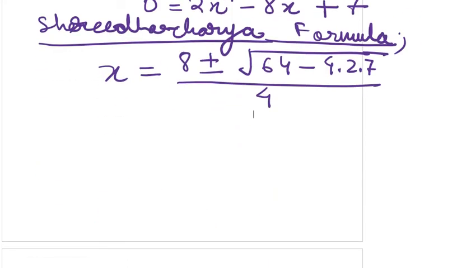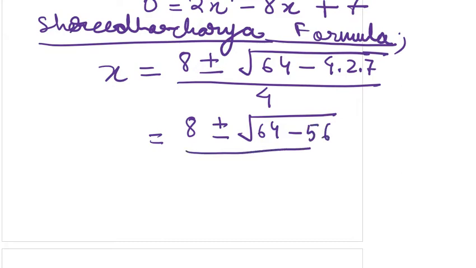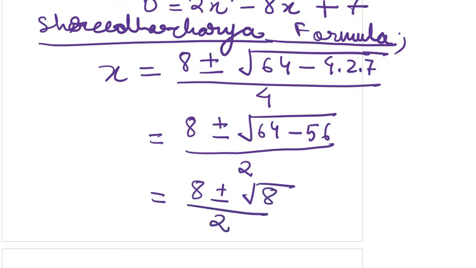So from here finally what are we getting? We are getting 8 plus minus root over 64 minus, 2 sevens are 14, 4 twos are 8, 8 sevens are 56, whole thing divided by 4. So now you must subtract 64 minus 56. Subtract that now and write what you're going to get. You're going to get 8 plus minus root over 8 divided by 4. So 64 minus 56 is going to give us 8.